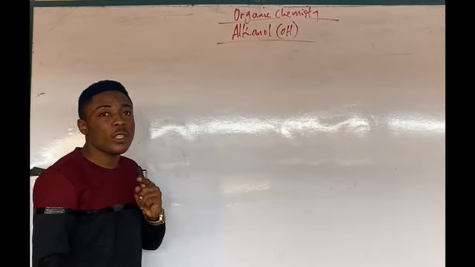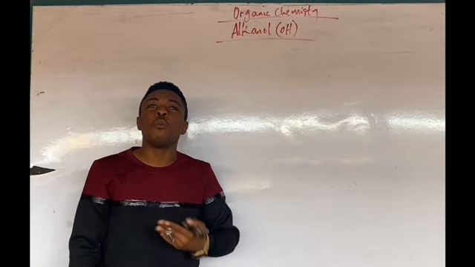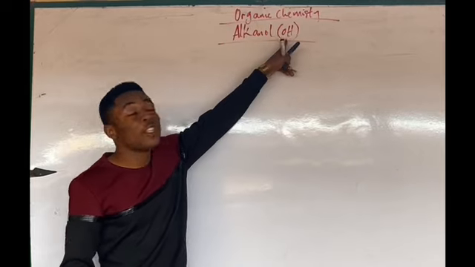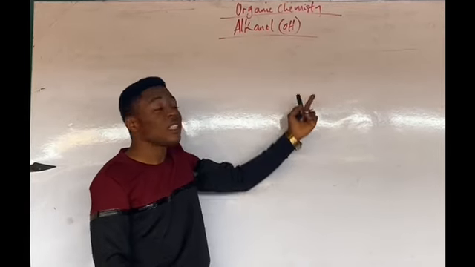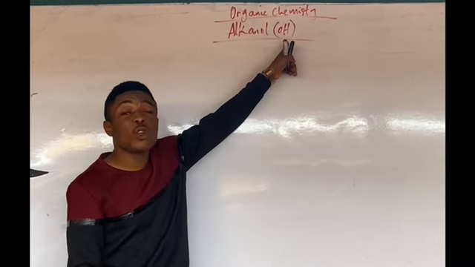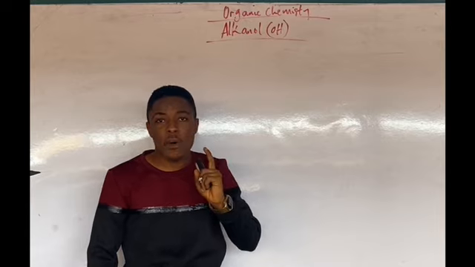Now first, what is an alkanol? Of course, an alkanol is a family of homologous compounds that characterizes the presence of a hydroxy group. So which means in any organic compound we come across where we see the hydroxy group present, it simply means that compound is an alkanol.